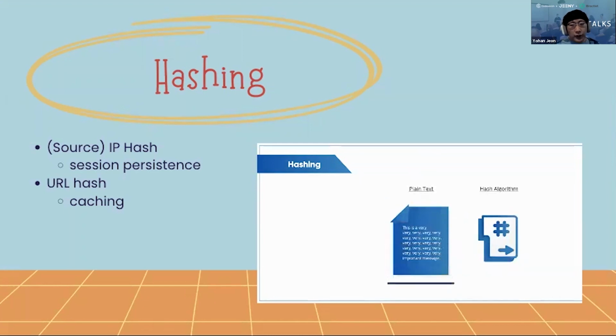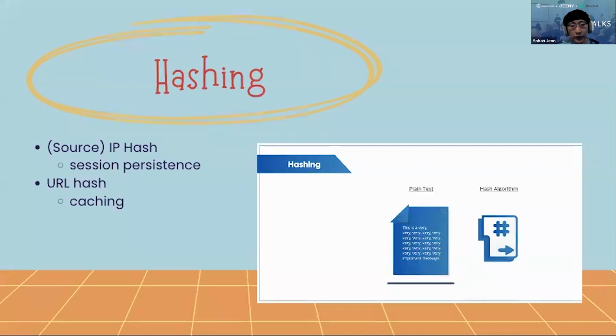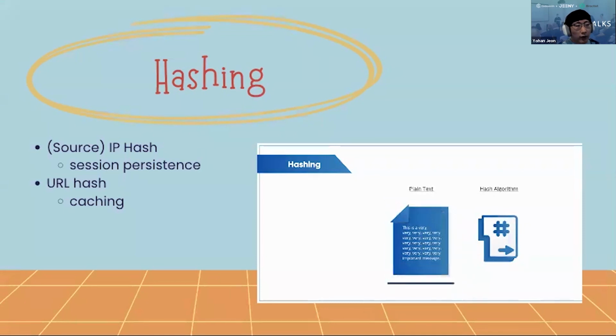The URL hash utilizes the URL of the request, which is useful for caching purposes as requests for the same resource are consistently directed to the same server. On to Jen to talk about unweighted and weighted algorithms.